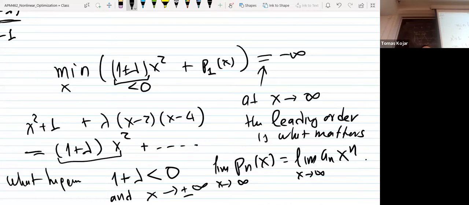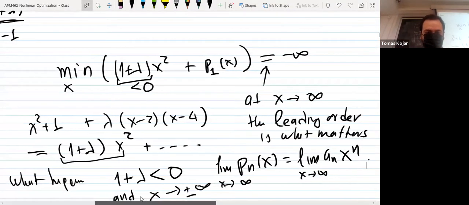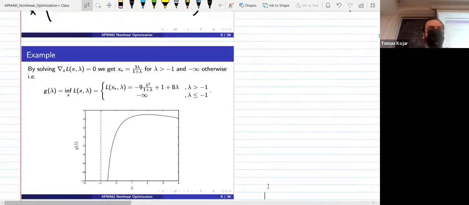Is that okay? Do you remember? Yeah, okay, that's all I'm using. There's nothing fancy here. Okay, good. Everybody happy? All right. So that's how you get your constraint for the dual problem. And here's my dual function.